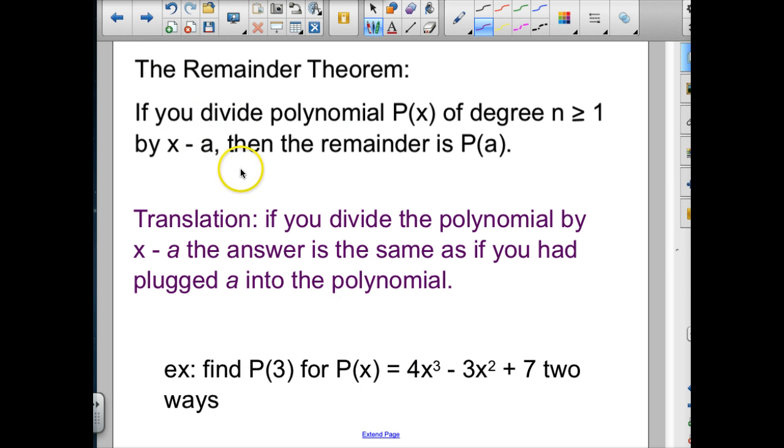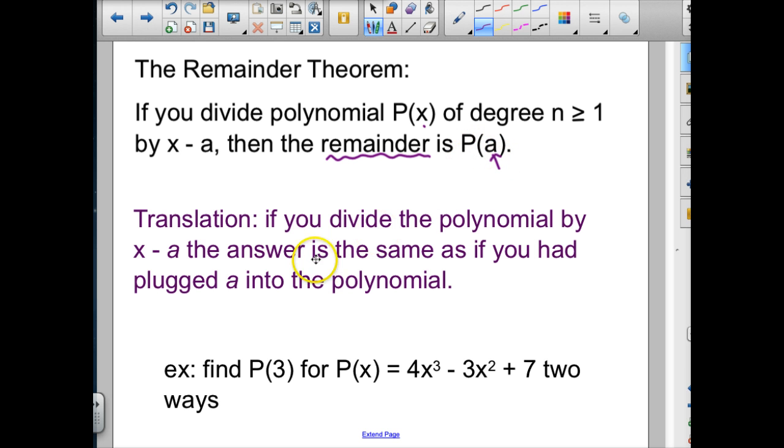The remainder theorem says, if you divide a polynomial, call it p of x, that has a degree higher than or equal to 1, by x minus a, then the remainder you get is p of a. Think about what that means. P of a is if you take the number a and you plug it into the function p in place of the letter x, and you do all the calculating, that answer you get, that y value, will be p of a.